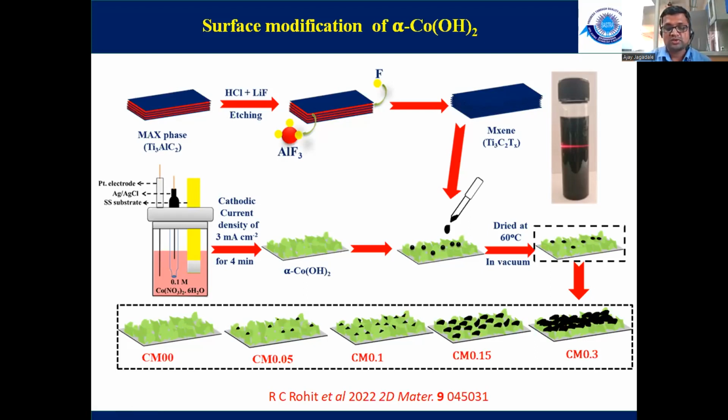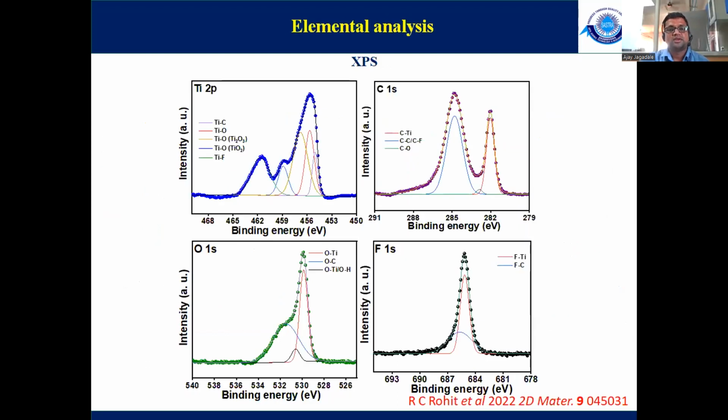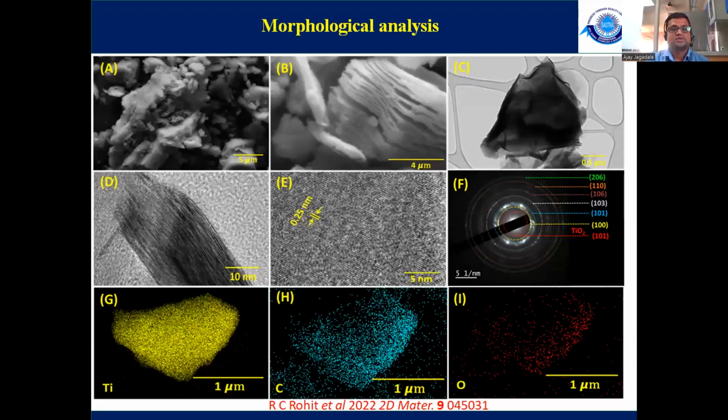So this is how we modify the surface of alpha cobalt hydroxide, and we went for X-ray diffraction again to confirm the formation of alpha cobalt hydroxide, MXene and MAX phases, and we successfully showed that the materials were formed. And from XPS also we again confirm the formation of cobalt hydroxide and MXene material.